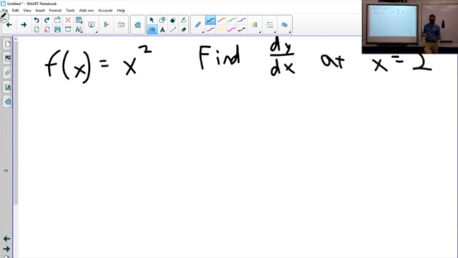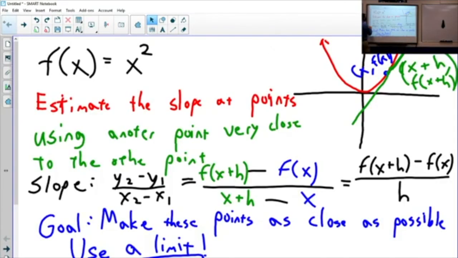So let's find the slope of this tangent line at 2. Which is about where my initial graph was. I would say this is about 2. So I would expect the answer for this slope to be positive or negative? Positive, right? This is looking like a positive slope right now.